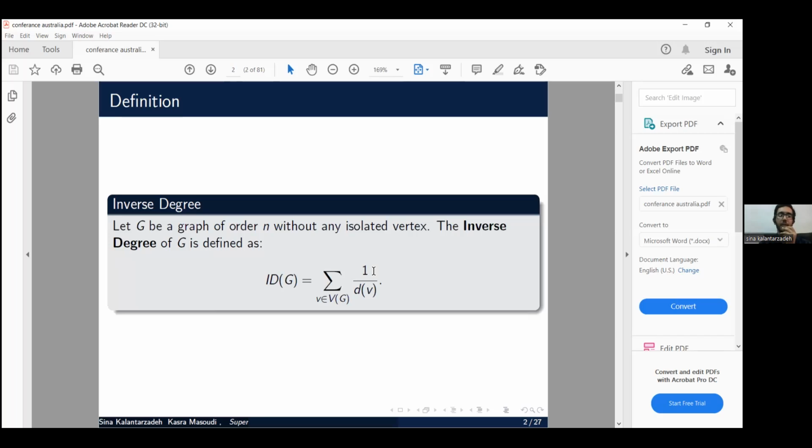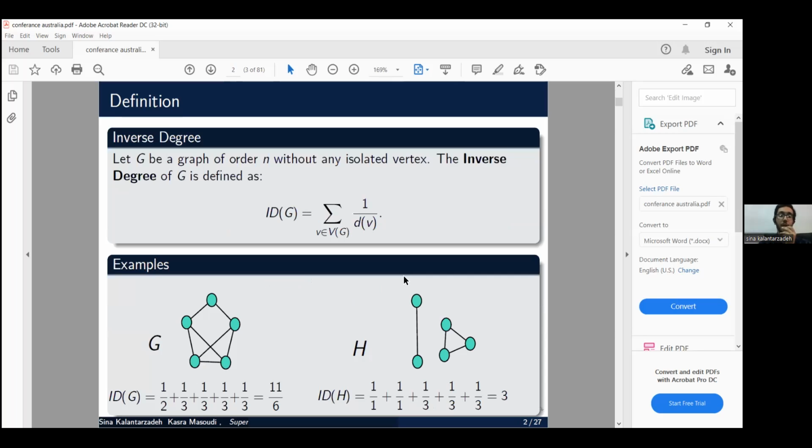So first we have a definition. The inverse degree of G is denoted as the sum of inverse degrees of all vertices of G. As you see, these are two examples which we calculate the inverse degree of, and we emphasize that we don't need the graph to be connected for defining inverse degree.